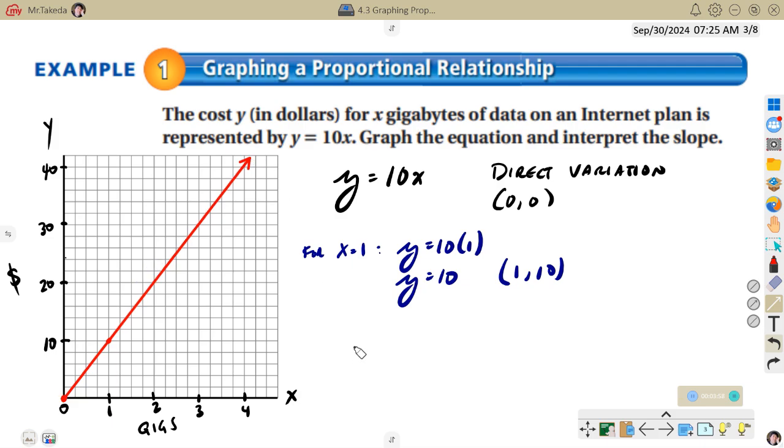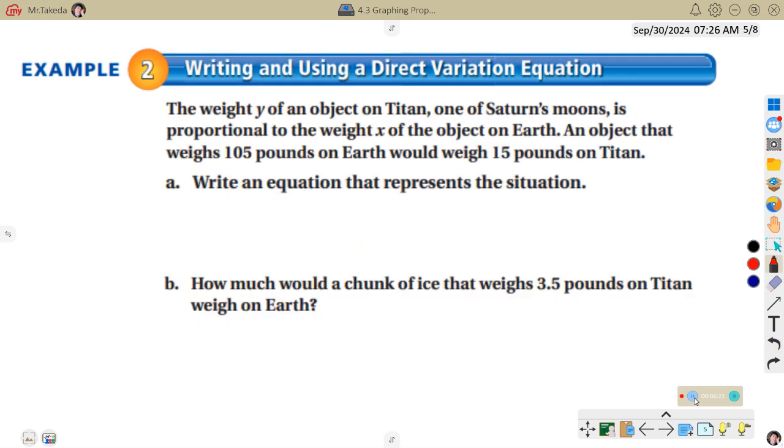So interpret the slope. When it says interpret, well, the slope is just this 10, right? The slope is 10 over 1. That just means $10 per gigabyte. That's what the slope means in this case. All right, so there's our first pretty easy example. Let's see what's next.